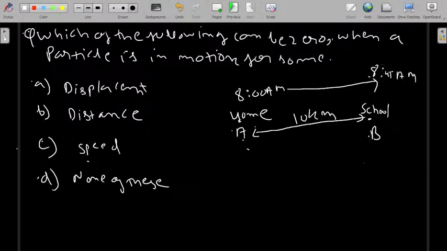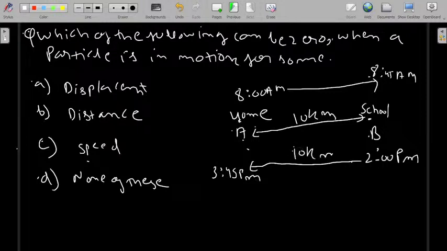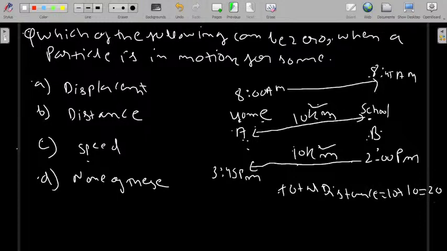Then I attended the school till 2 p.m. And then at 2 p.m. I traveled back again and reached home at 3:45 p.m. Again I traveled a distance of 10 kilometers. Now, what is my total distance in this journey, going from home to school and then back home? You will say, sir, in the morning you traveled 10 kilometers, in the afternoon you traveled 10 kilometers, so the total distance will be 10 plus 10, 20. All right, 20 is the correct answer.